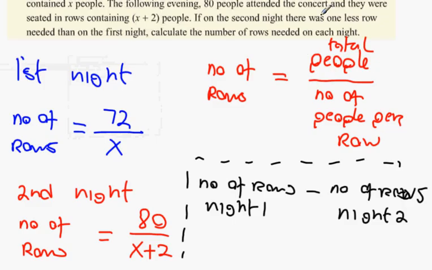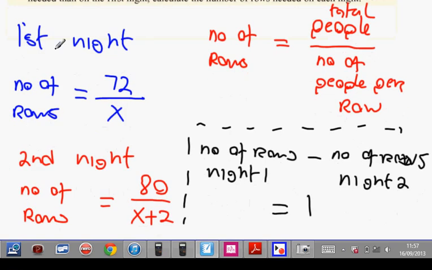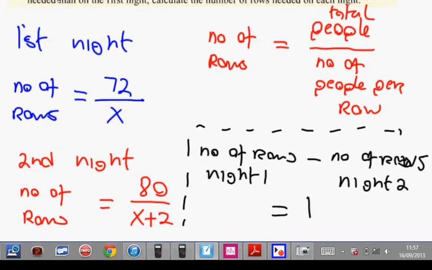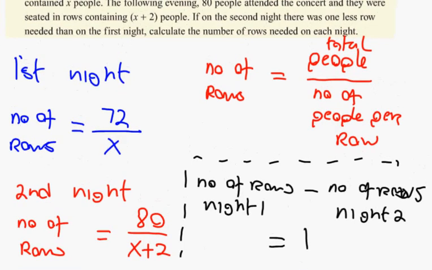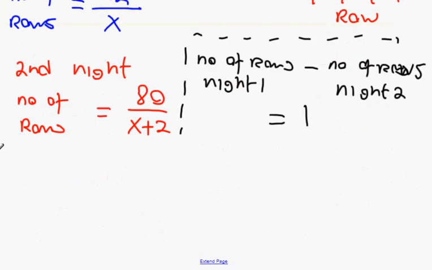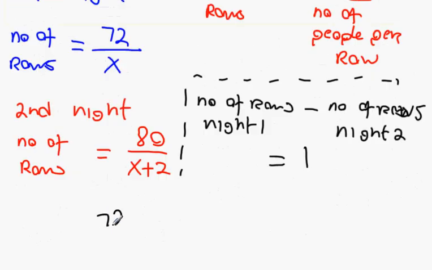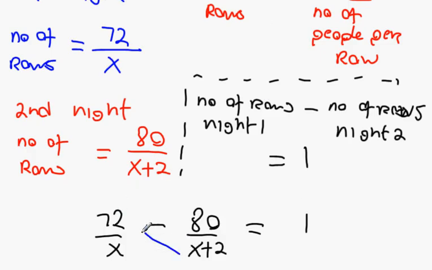Now look, which one had more rows? Night 1 had more rows. It had one more row. So that means number of rows on night 1 minus number of rows on night 2 has to equal 1. Therefore we have an equation ready to go. So the equation is going to be this. Night 1, number of rows on night 1 minus number of rows on night 2, equals 1.